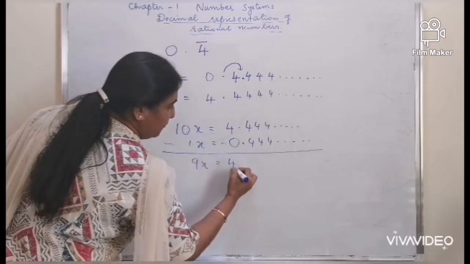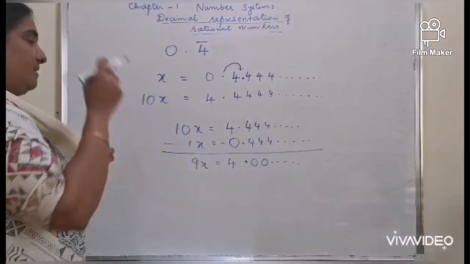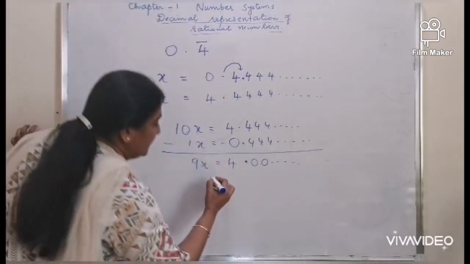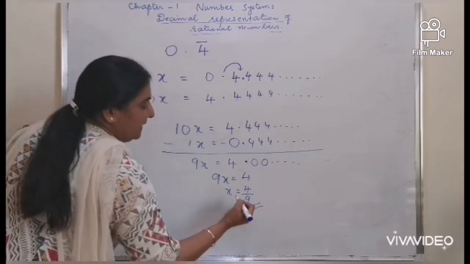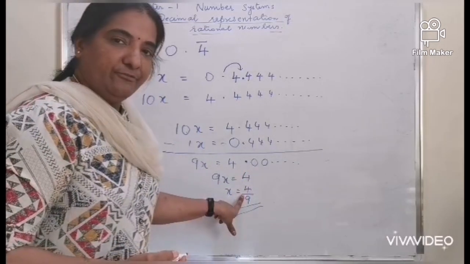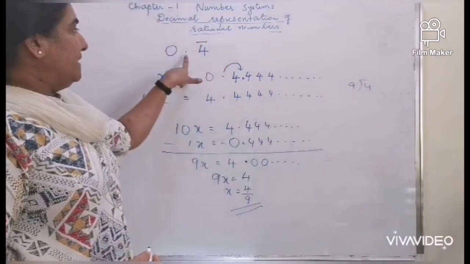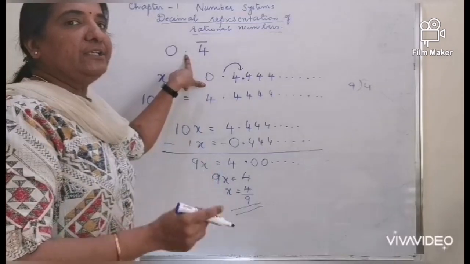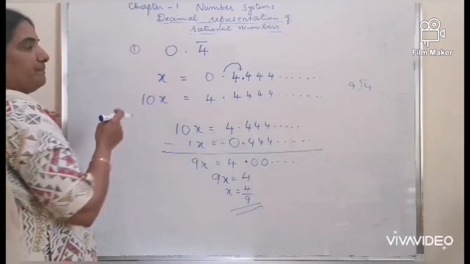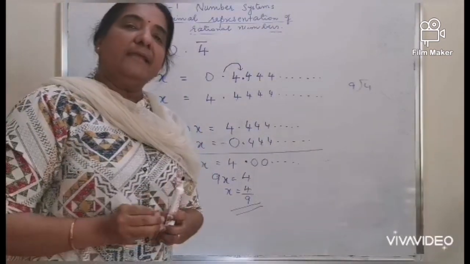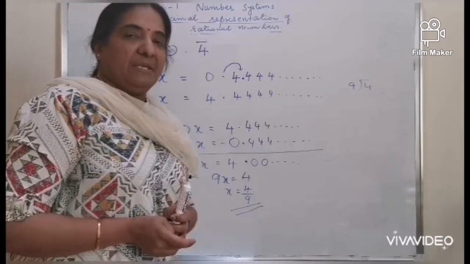When you subtract the equations, 10x minus 1x is giving you 9x. 4 minus 0 is 4. 4 minus 4 is 0. 4 minus 4 is 0. It will become simply 4. That is 9x is equal to 4, or x can be written as 4 by 9. Vice versa, if you divide 4 by 9, you will get 0.4444, etc. This is the first pattern of converting any non-terminating recurring decimal into the form of P by Q.